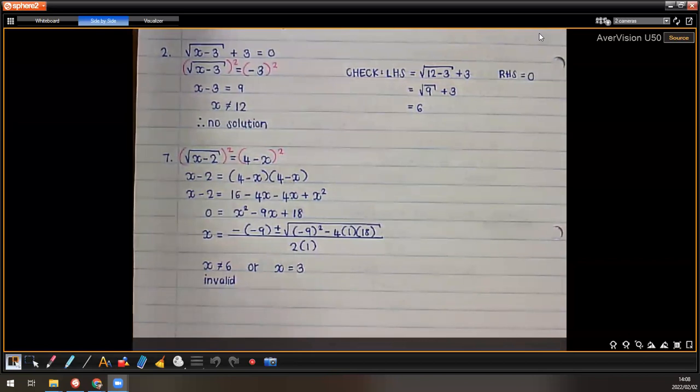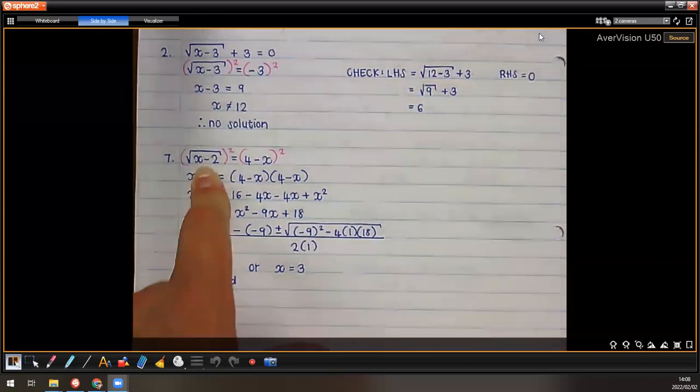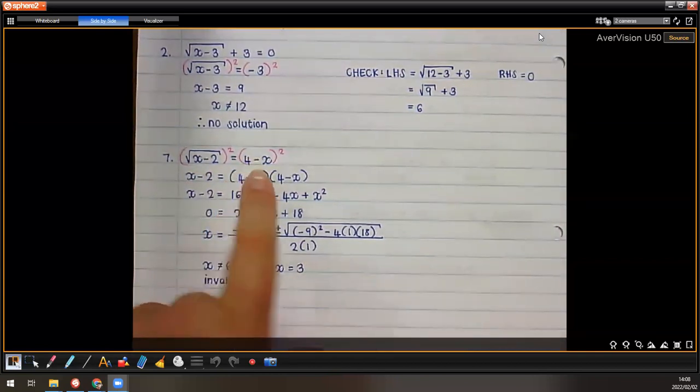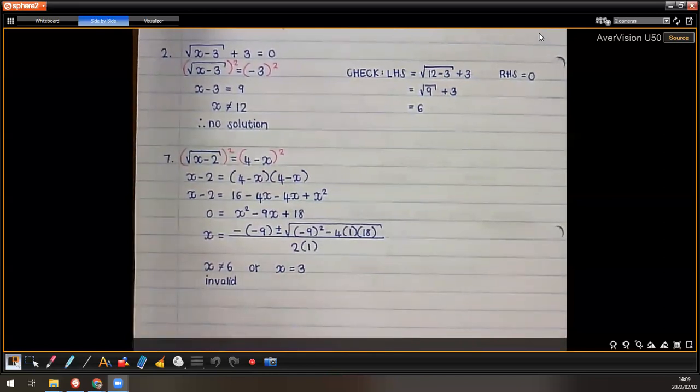But if you put a 3 in there, it actually does work. So 3 minus 2 here is 1. And the square root of 1 is just 1. All right, so we get 1 on the left. 4 minus 3 is also 1. Okay, so we get a 1 there and a 1 there, so x equals 3 does work.